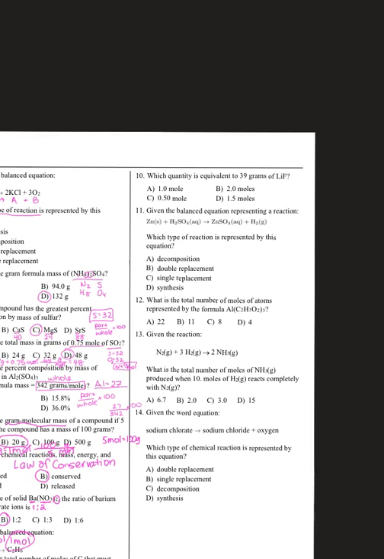Question 10 is another dimensional analysis. We're looking for which quantity is equivalent to 39 grams of LiF. So we need to know how many moles. But first we're going to have to find the molar mass of LiF for our conversion factor. We have lithium, which is about 7, and fluorine, which is about 19. That gives us 26 grams per mole for LiF. That's the conversion factor we're going to use.